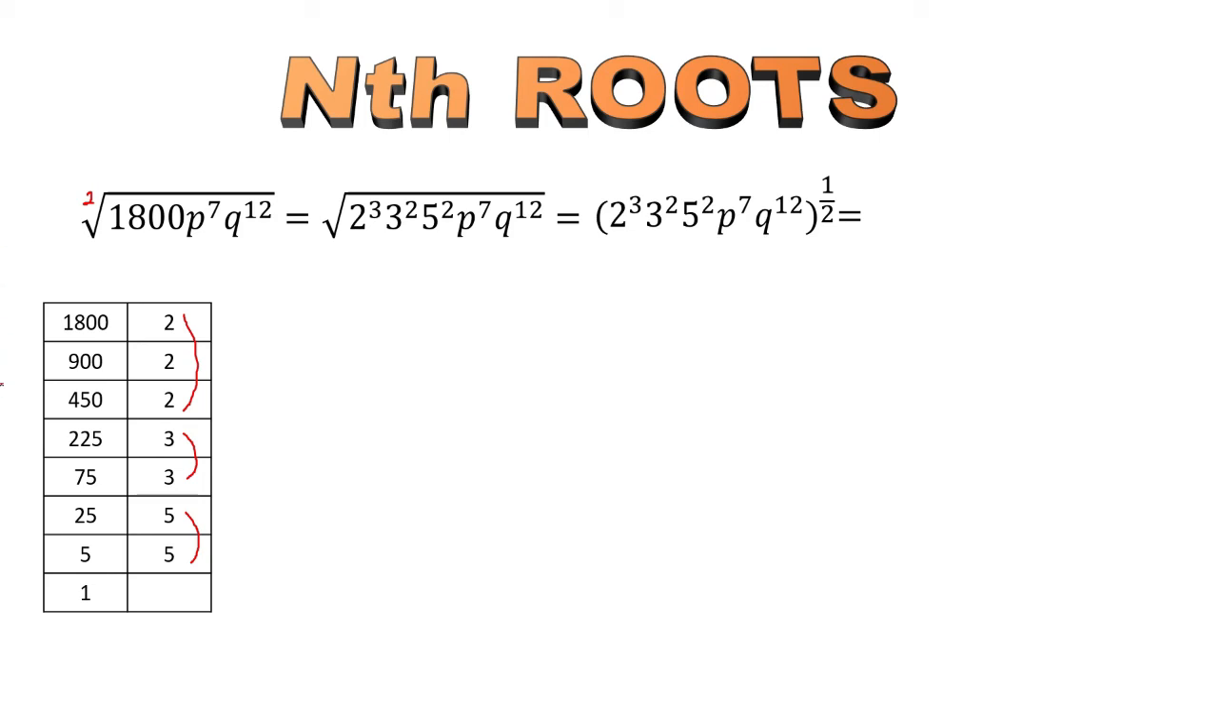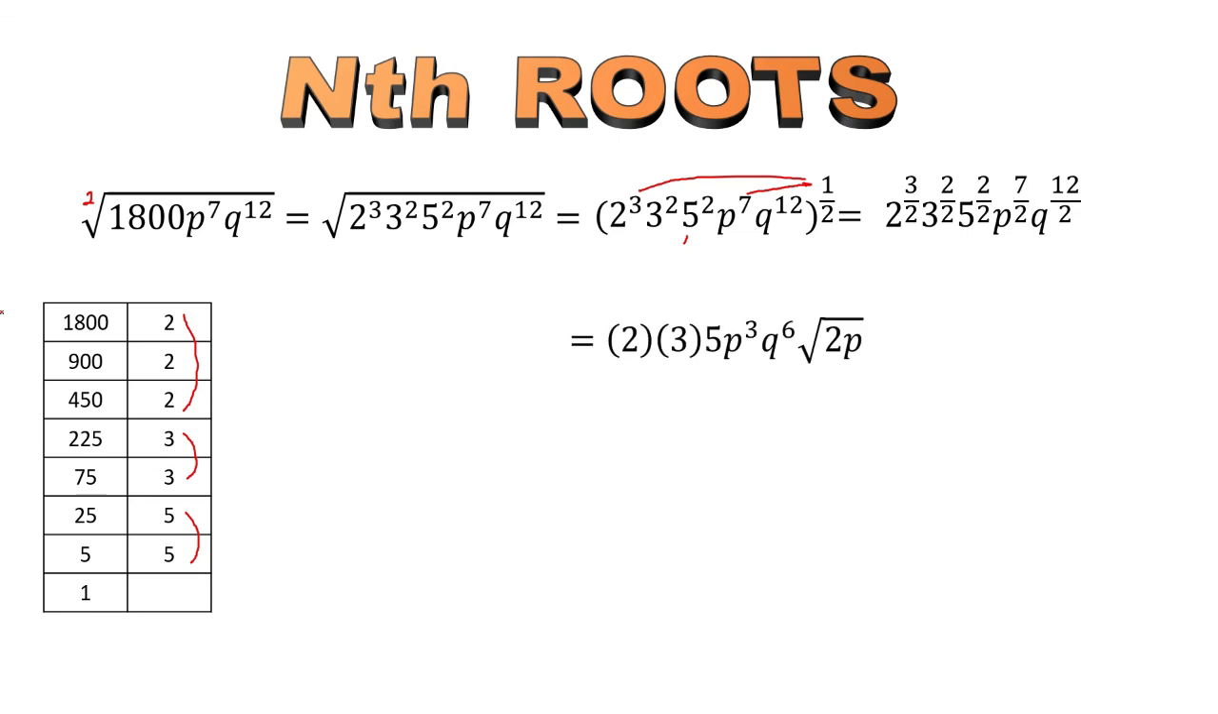And now you do the same thing. Multiply the exponents. And when you multiply the exponent, it's this one. 3 times 1 half, 2 to the 3 over 2. You multiply 3 times 1 is 3 over 2. 2 times 1 is 2 over 2. In the case of 5 squared, 2 times 1 is 2 over 2. And 7 times 1 here is 7 over 2. And 12 times 1 is 12 divided by 2.